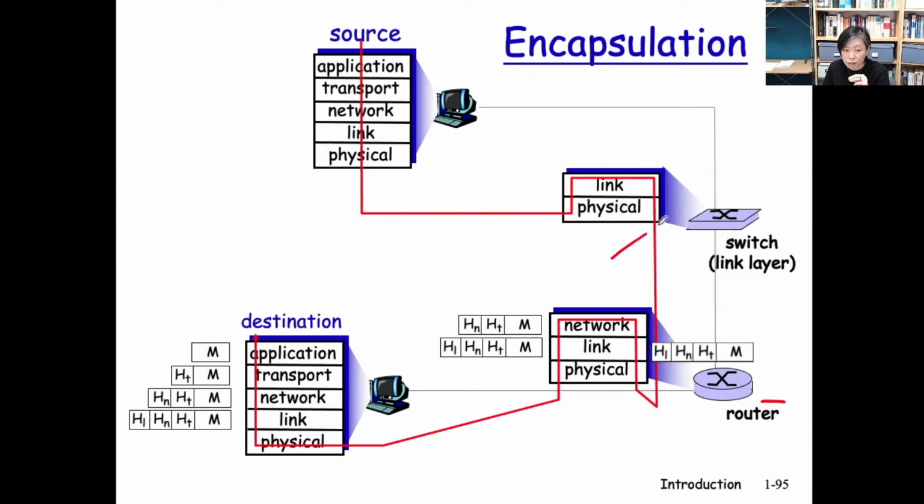Now I'm skipping the switch here because it's a link layer device. We'll not be able to cover the link layer chapter. So this message is going to arrive here at the router, received at the physical layer, and the signals get converted to the digital form. So we restore the original frame back, and that's passed up into the link layer.